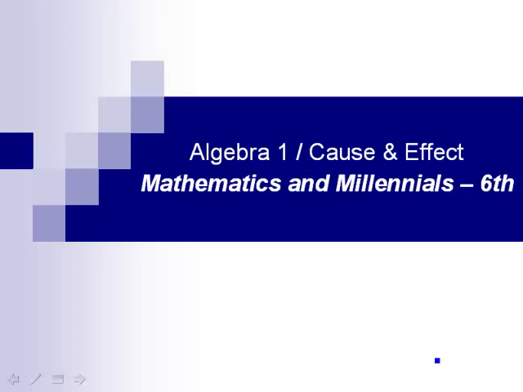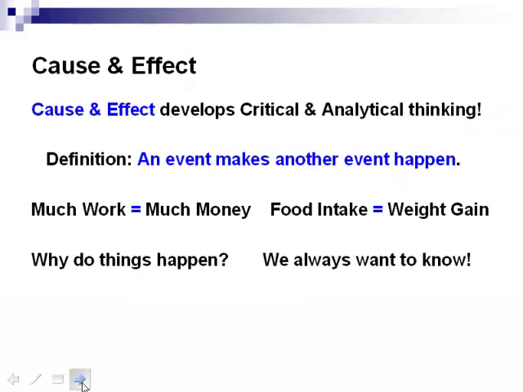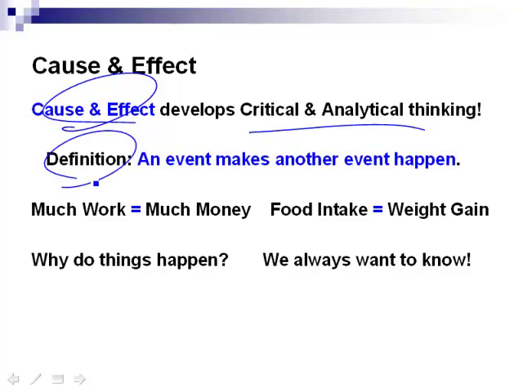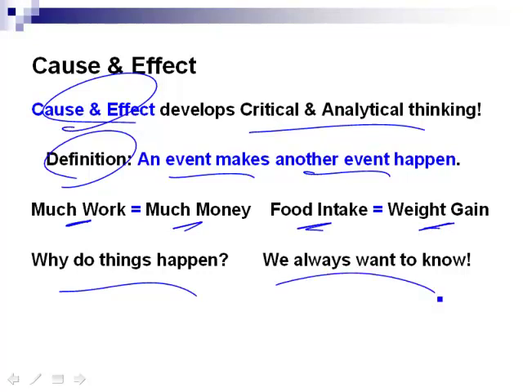Well, let's get started and look at cause and effect. Cause and effect develops critical and analytical thinking. The definition of cause and effect is that an event makes another event happen, or a variable affects another variable. Now, much work would give us, hopefully, much money. If we have a lot of food intake, then basically we're going to gain some weight. Why do things happen? And what causes them? That's something we always want to know. That's a human inquiry situation, and that's what cause and effect takes a look at.